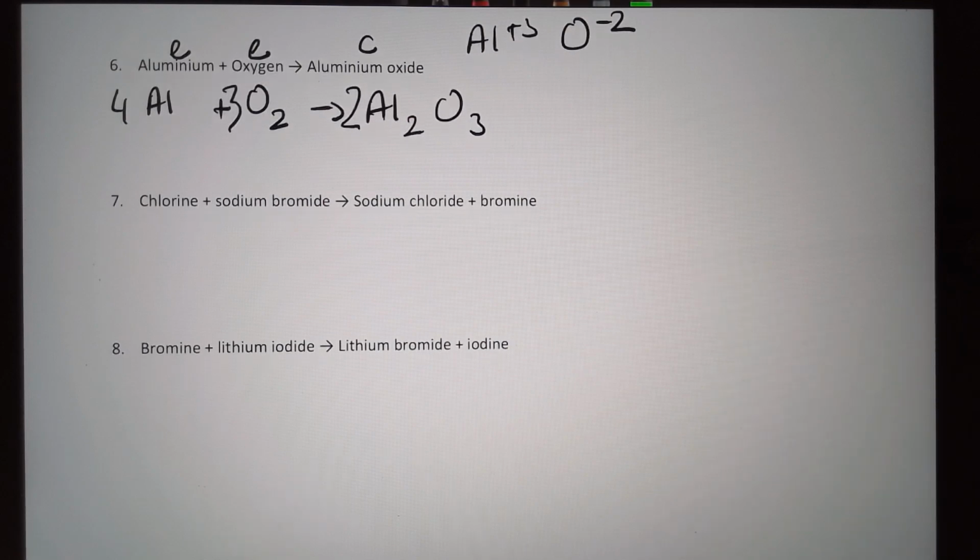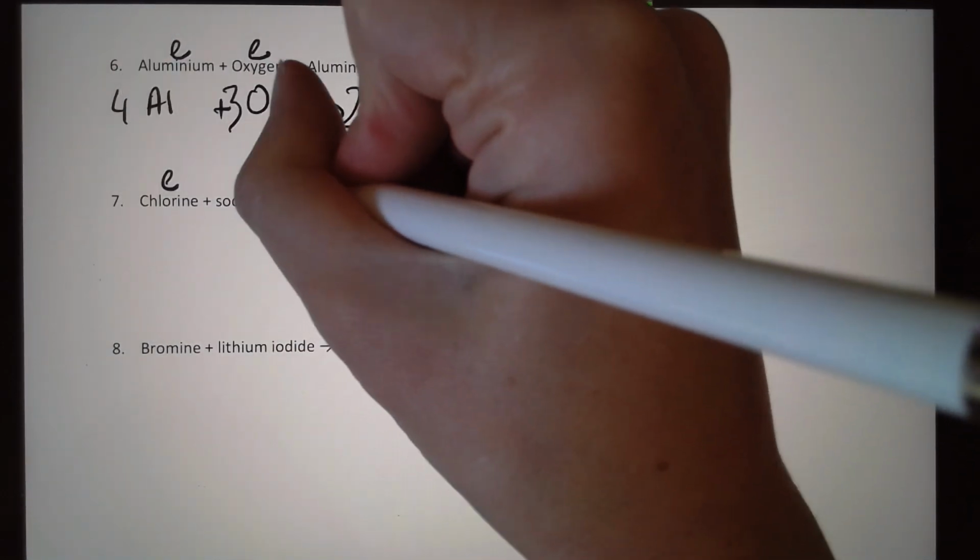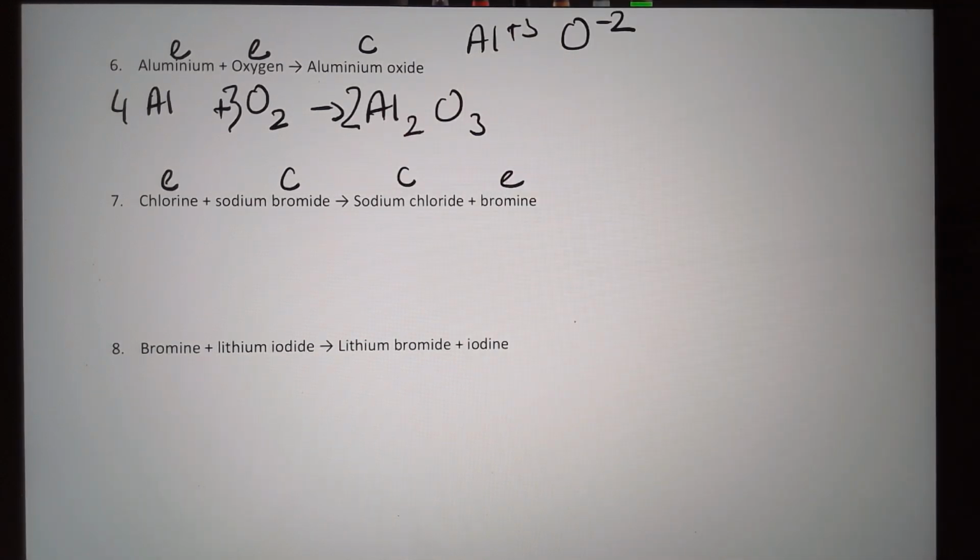The next one is slightly different, just in its structure. I'm going element, compound, compound, element, but the process is going to be exactly the same. Chlorine is an element, formula is Cl, it is diatomic.